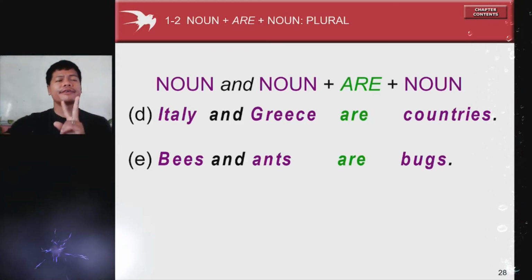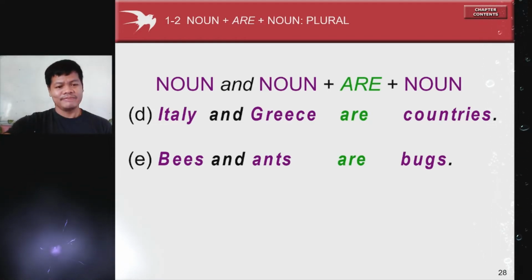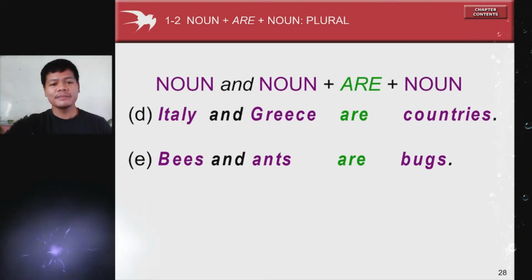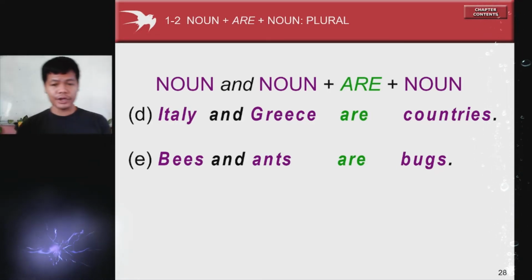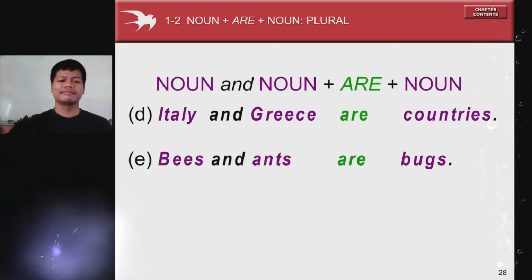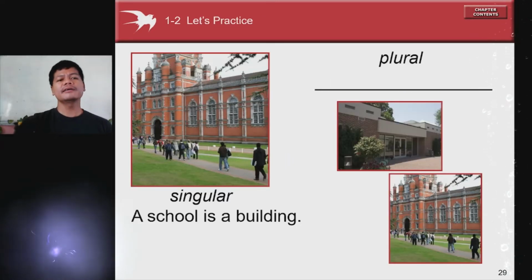Do you know the difference between bug and insect? Do you know? Can you ask me? Can you answer me? Bee and ant are bugs. Bug is different. Different from the insect. How are they different? Can you guess? Can you ask me? Okay.